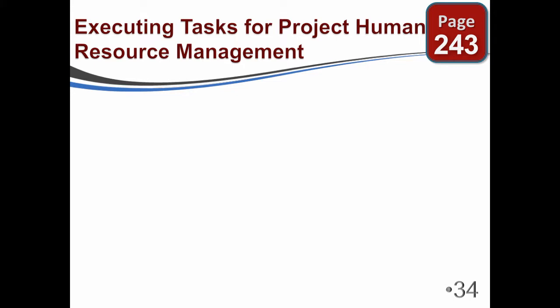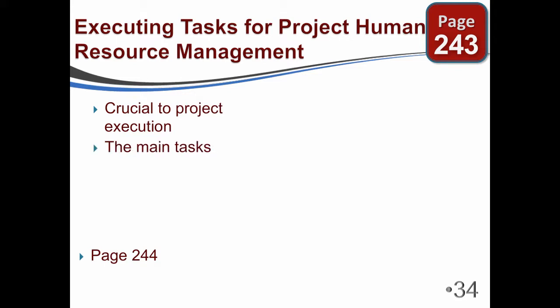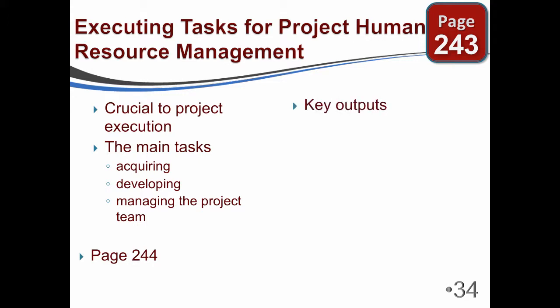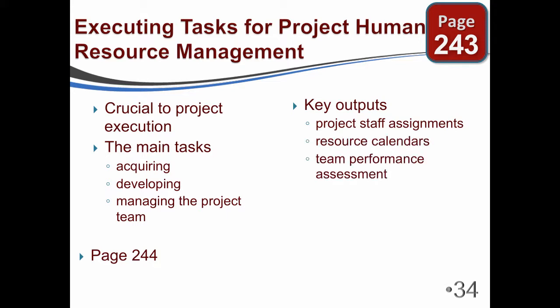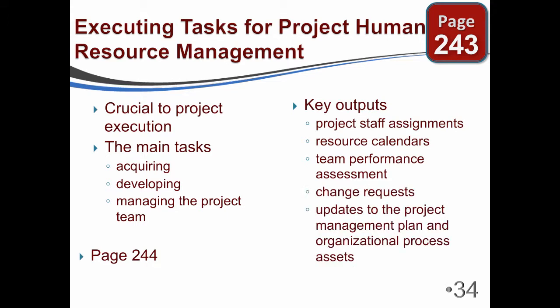Executing tasks for project human resource management. Effective project human resource management is crucial to the execution phase. Some of the main tasks are acquiring, developing, and managing the project team. Key outputs of those tasks include the project staff assignments, who's going to work on what, resource calendar, who's available when, team performance assessment, how well are we doing, the change requests and how well we adapt to that, and updates to the project management plan and organizational process assets.